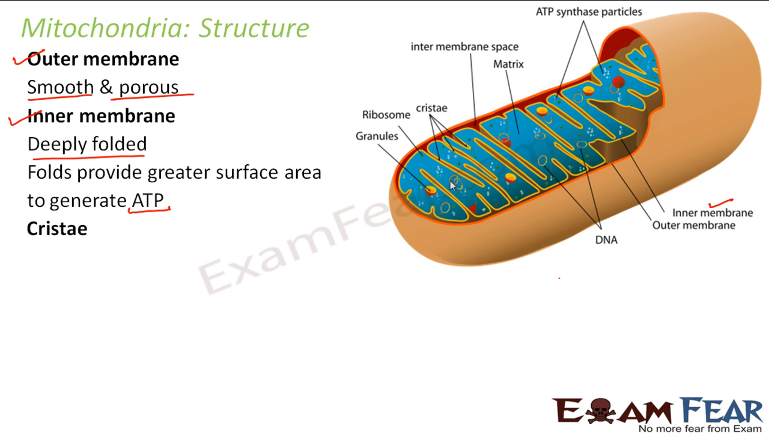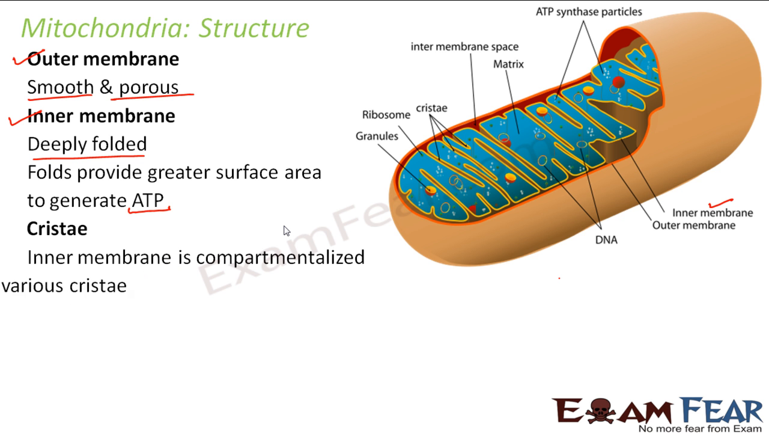Now, after the inner membrane, it has got cristae. What are these cristae? The inner membrane is compartmentalized into various cristae. So, if you look here, these are the cristae. See, this is the inner membrane. So, the inner membrane forms compartments like this. You can see this is one compartment, this is another compartment, this is another compartment. These compartments are known as cristae because the inner membrane has got deep folds. Therefore, these spaces between the inner membrane folds are known as the cristae, right?